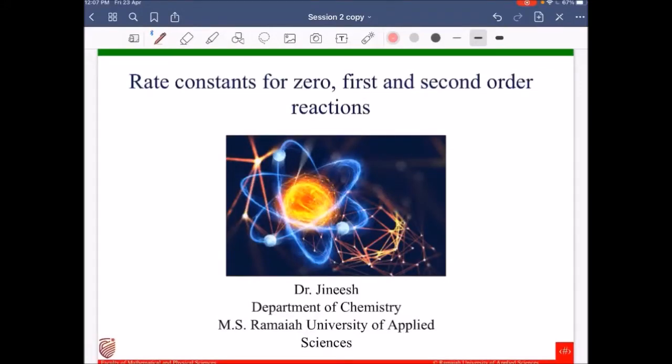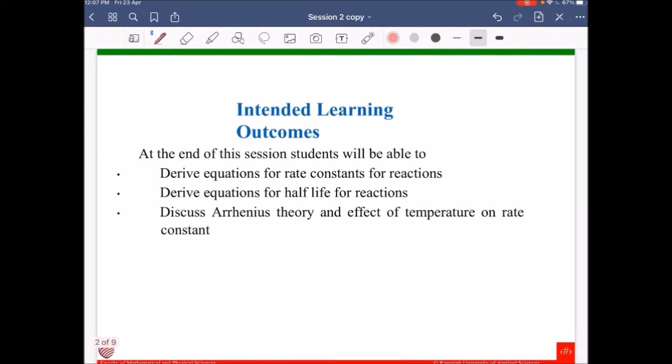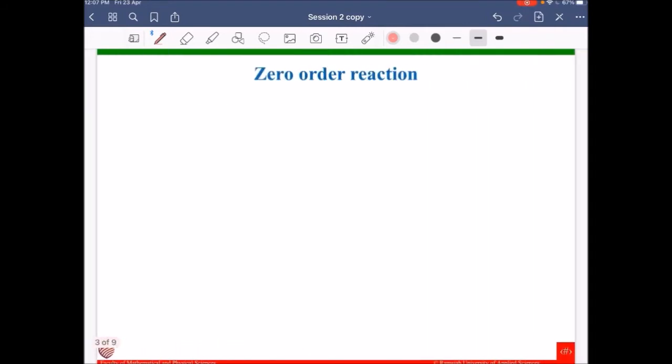I'm Dr. Jinish. In this session, we will be studying about rate constants for zero, first and second order reactions. At the end of this lecture, students will be able to derive equations for rate constants for reactions, derive equations for half-life for those reactions, and discuss Arrhenius theory and effect of temperature on rate constant. We will start with zero order reaction.